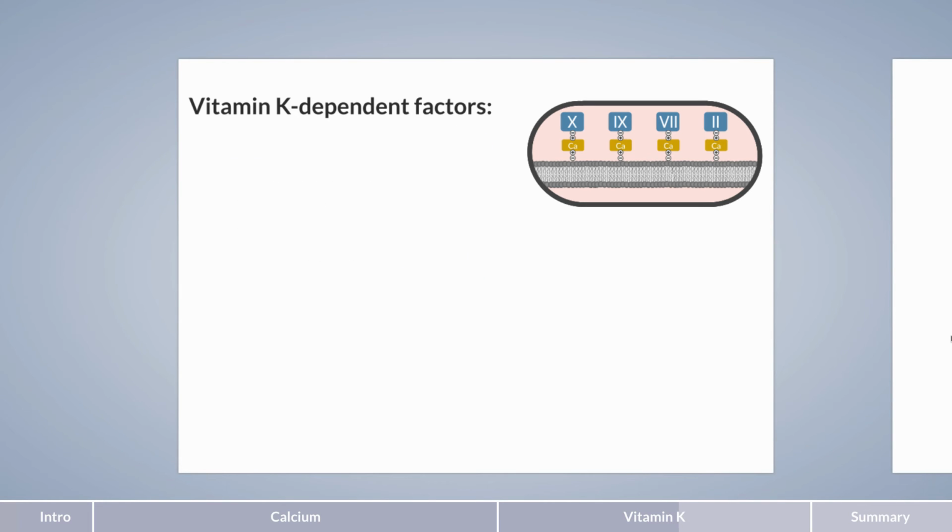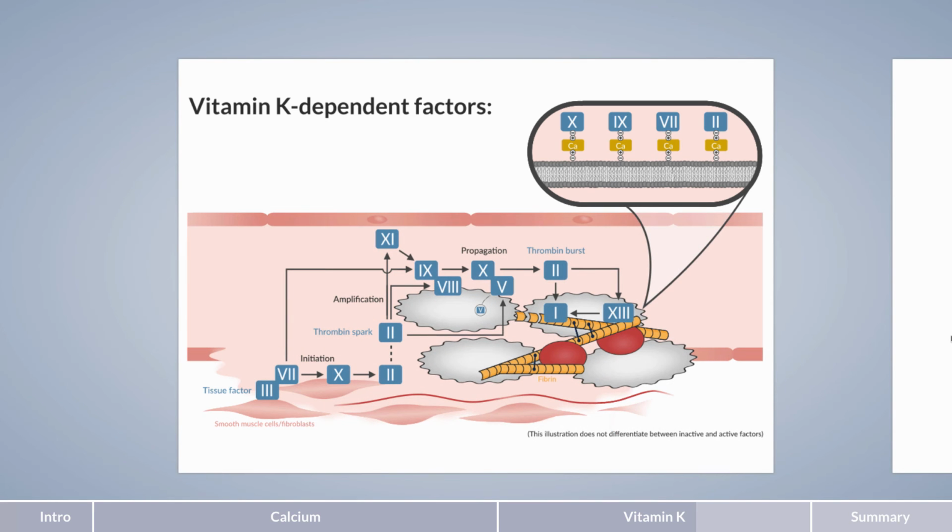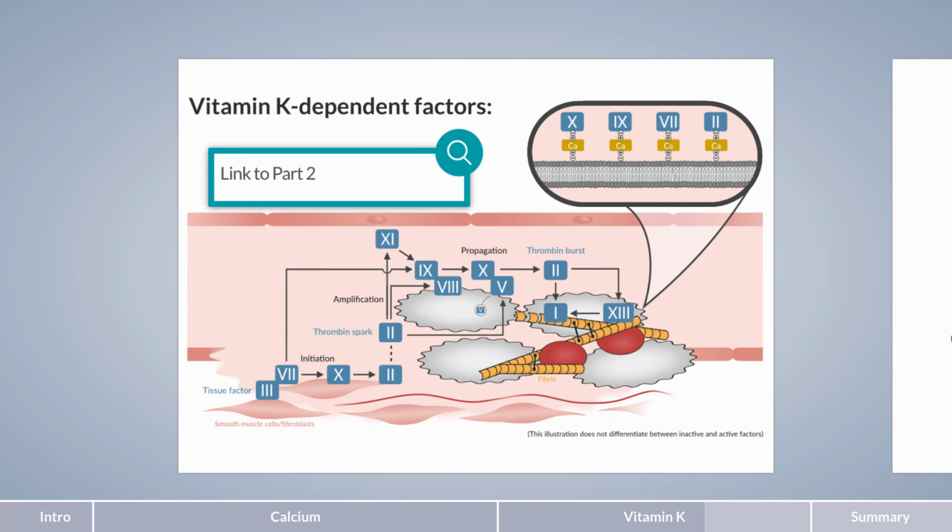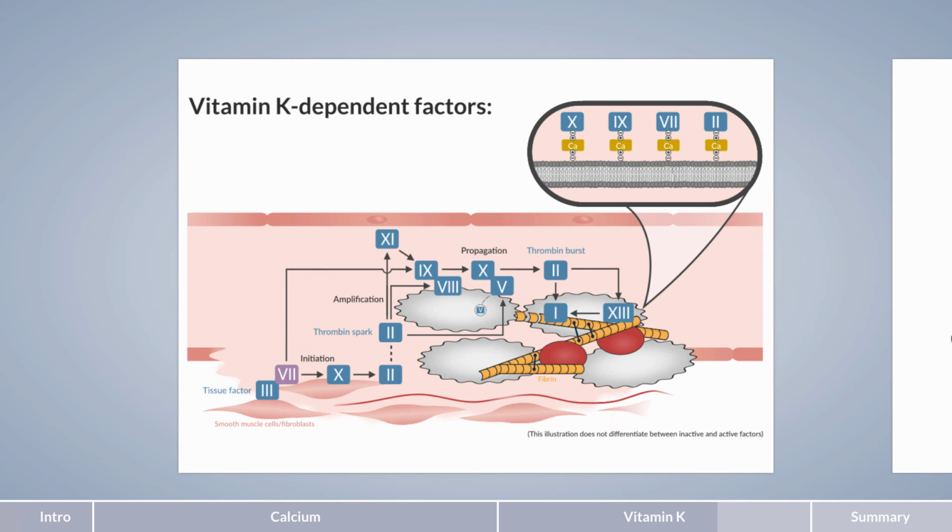Okay, let's now take a look at the positions of factors 10, 9, 7, and 2 during coagulation. At this stage, it would be beneficial to have watched the previous Chalk Talk episode on the cell-based model of coagulation. But don't worry if you haven't, here's the link. Factor 7 is part of the extrinsic tenase complex, which is formed at the beginning of coagulation. Factor 9 is part of the intrinsic tenase complex, whereas factor 10 is part of prothrombinase. Therefore, all 3 factors are components of complexes that play a central role in coagulation.